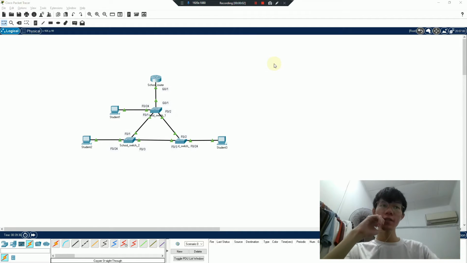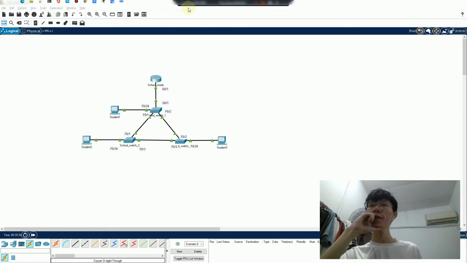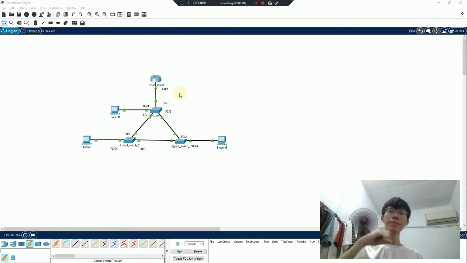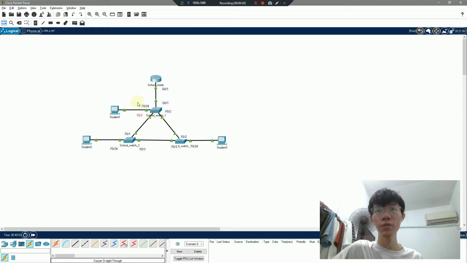So this is the demonstration video for the PBT1 network scaling. This is the logical diagram. In my network, we have one router which I named school router, and 3 switches, which I named school switch 1, school switch 2, and school switch 3.